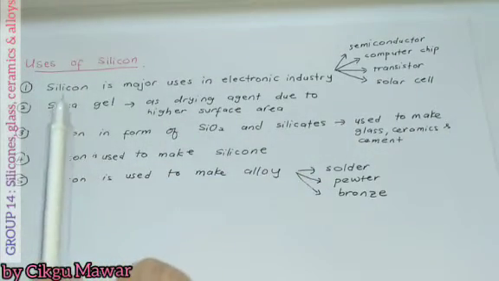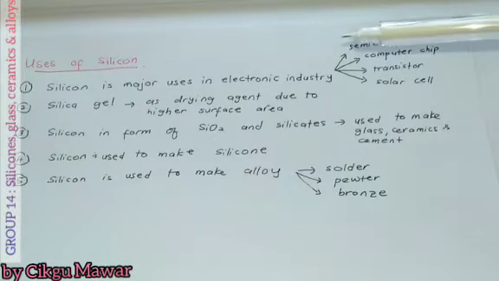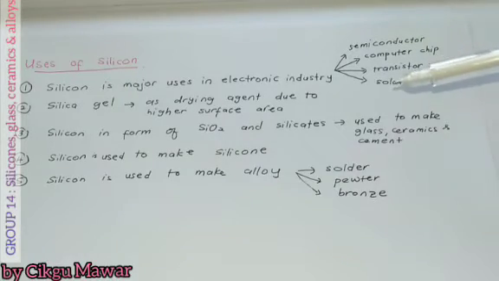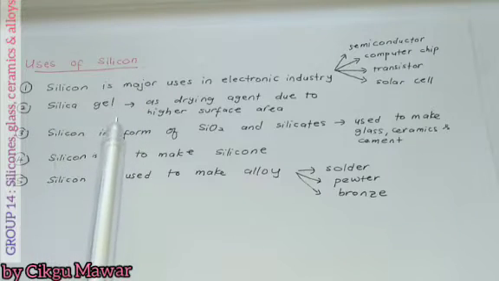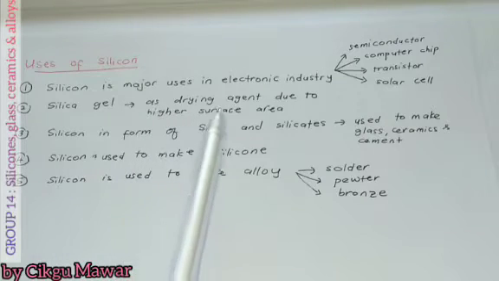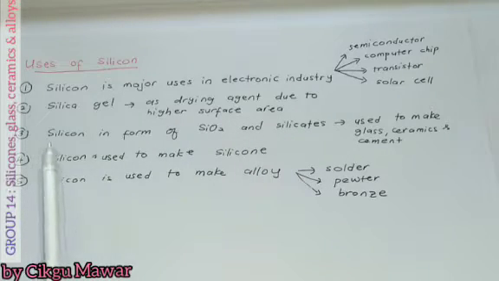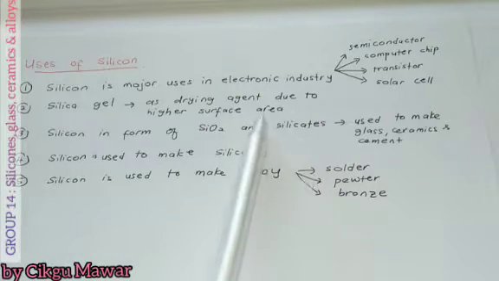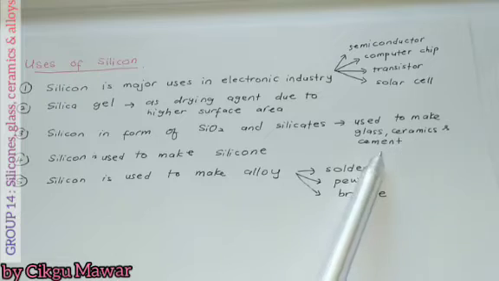For the first thing, silicon has major uses in the electronic industry, where we usually use silicon as a semiconductor in computer chips, transistors and solar cells. The second use of silicon is silica gel, which, as we know, is usually used as a drying agent due to its high surface area. The third is silicon in the form of silicon dioxide and silicates, where silicates are mostly used in making glass, ceramics and cement.